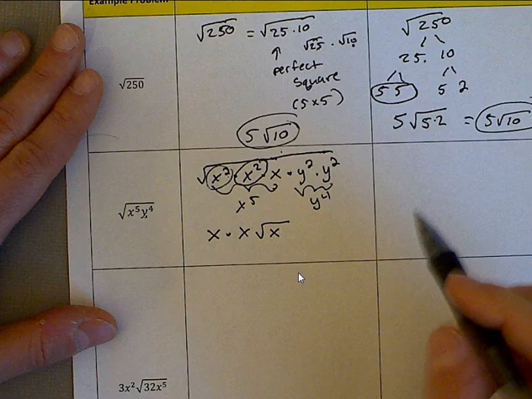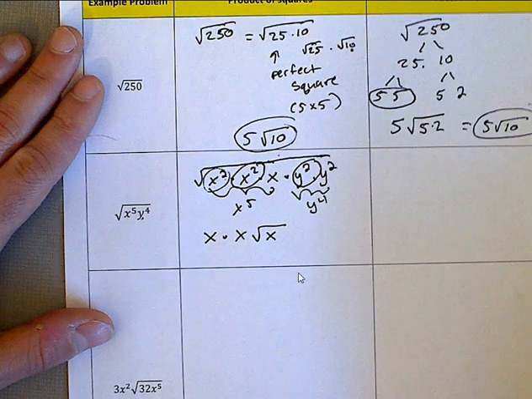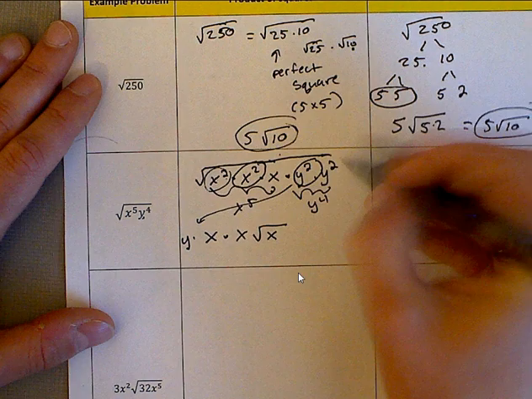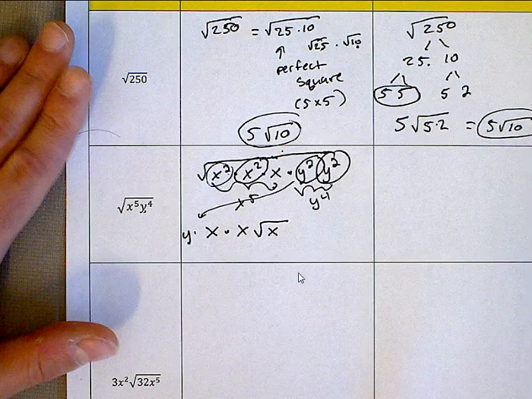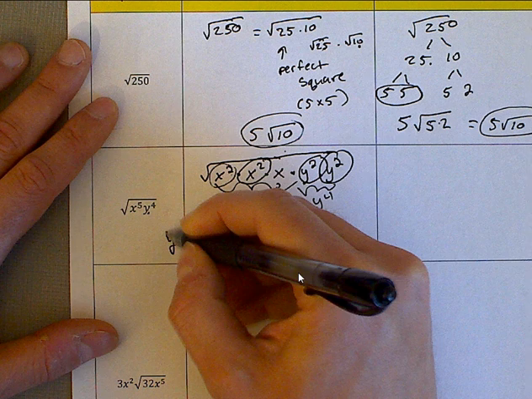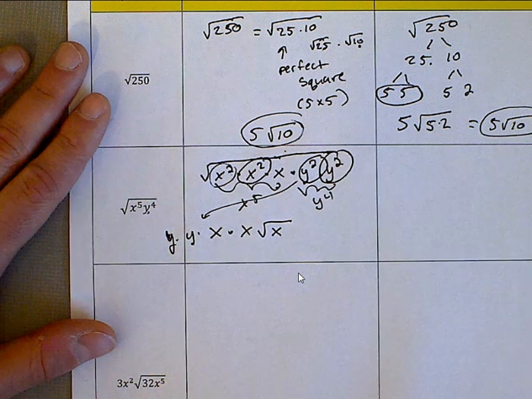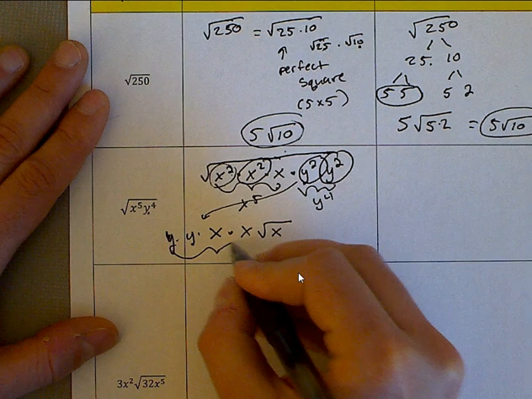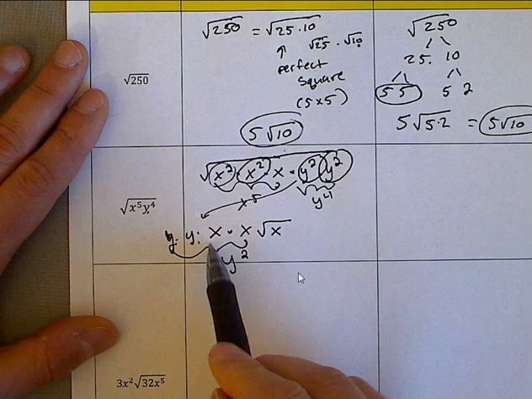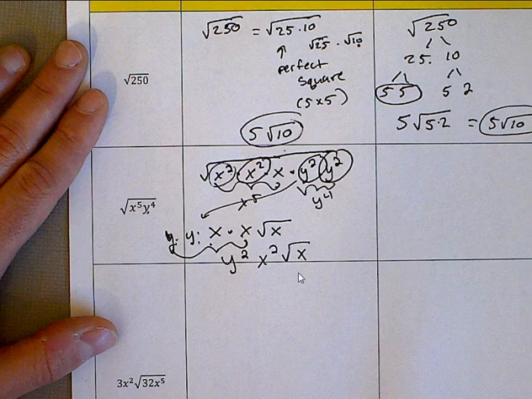And then same idea with the y squared. Square root of y squared is y. So that's going to go outside the square root. And then this y squared is going to go outside the square root as well. And there's no other y there, so there's no y's that are going to stay inside the square root. And then to simplify this, y times y is y squared, and then x times x is x squared. And then you have the square root of x left.